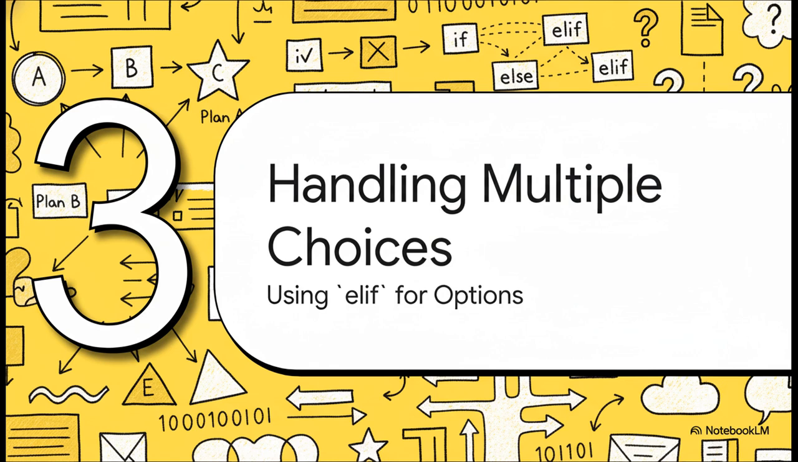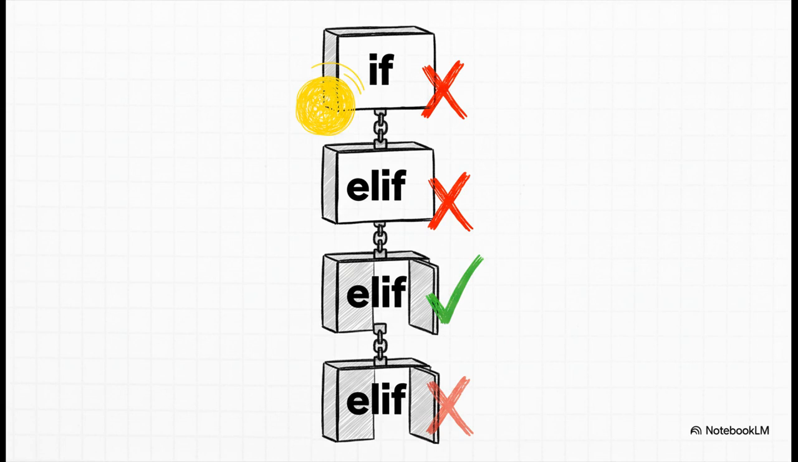But what if you need a plan C and a plan D? Real life has more than two options, and so does good code. And that's where our next tool, elif, comes into play. Elif is just a cool, short way of saying else if. It lets you chain a bunch of checks together, one after another.